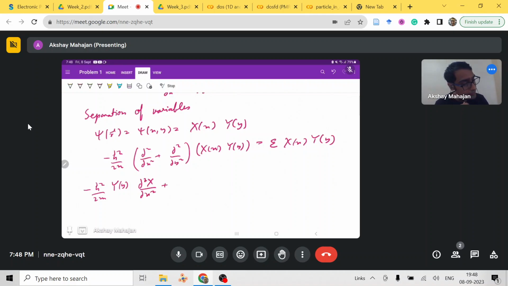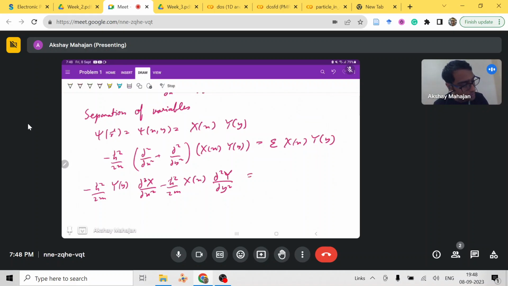plus, now you can write del or d square by dx square, it is the same in this case. And then we have minus ħ² by 2m, and this del square by del y square will again not act on this capital X, and we have del square capital Y by del y square.